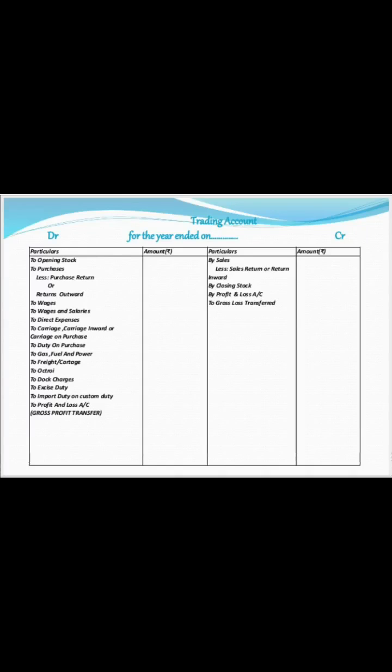You can see there are four columns. The first and third columns are the particulars columns, and the second and the fourth are the amount columns, where the left side is the debit side and the right side is the credit side.